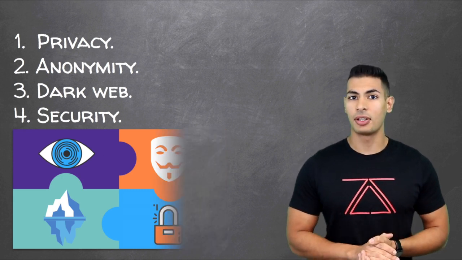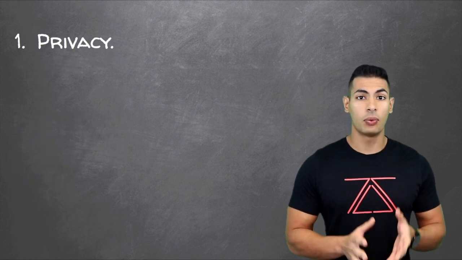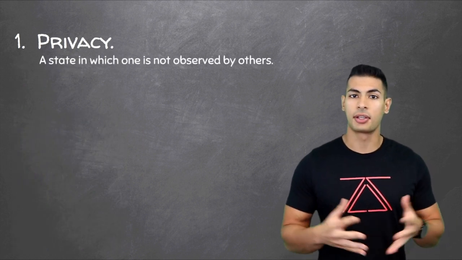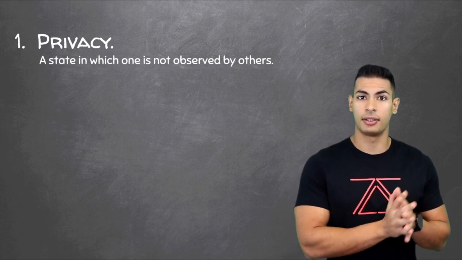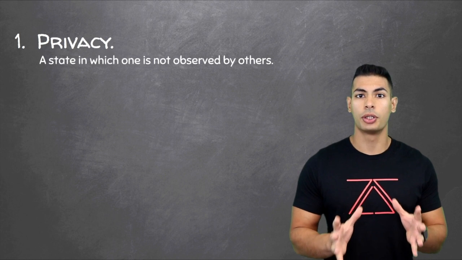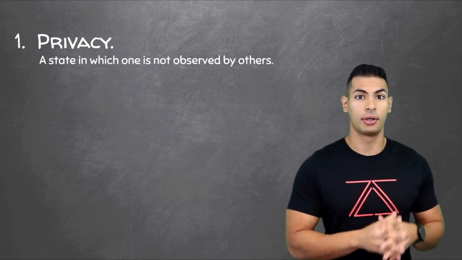So, starting with the first one, privacy means that no one knows what you do. For example, when you go and enter your house, people can see that you entered your house, but they don't know what you do inside the house. Therefore, you're private.